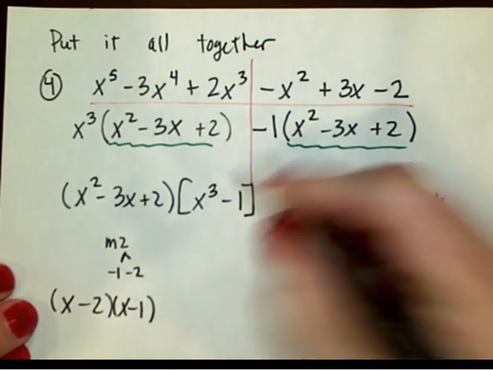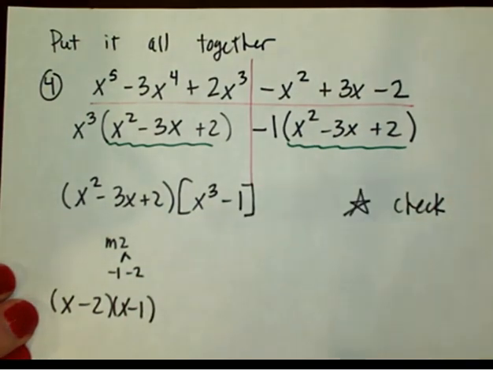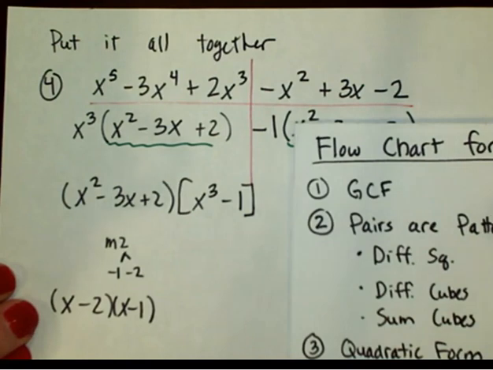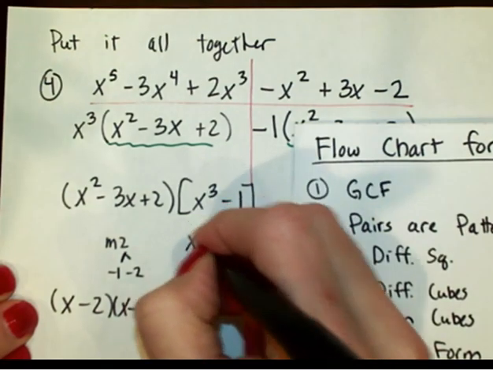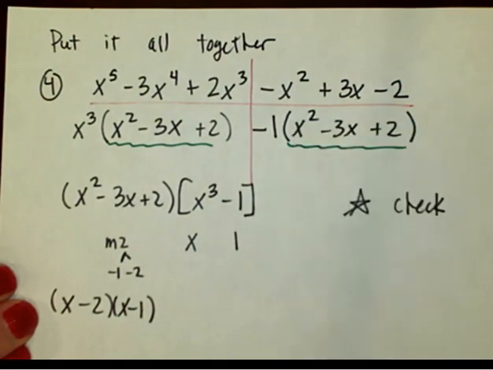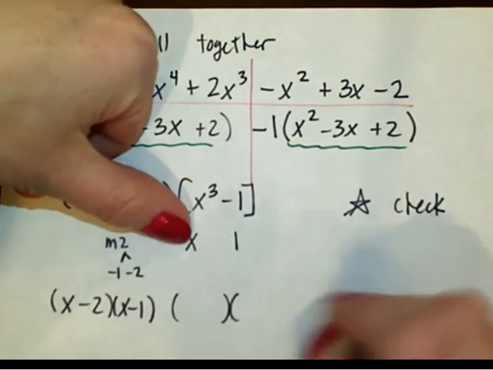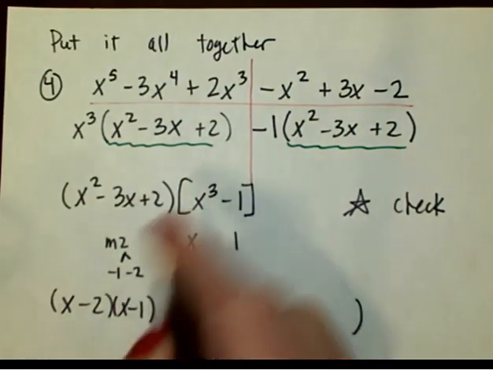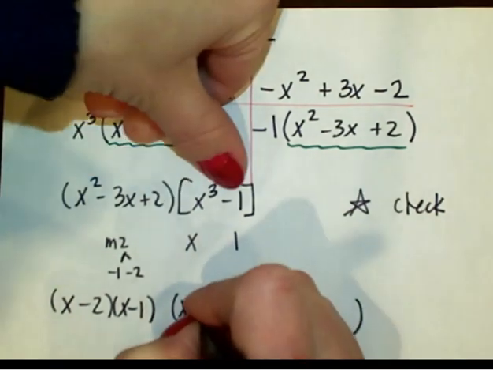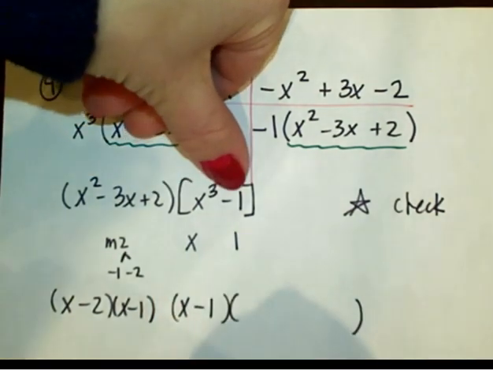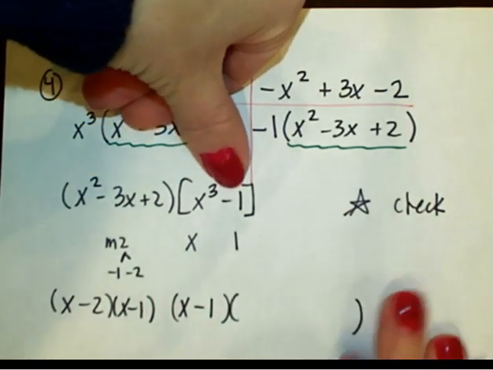Okay, pair of terms. Check my flow chart. Pair of terms. Is it a difference of squares? No. It is a difference of cubes, so I'm going to define my bases. Okay, and I'm going to use my pattern. So I set it up. I copy the factor with the bases and the same sign. Then I'm going to touch the paper to help me remember my formula.